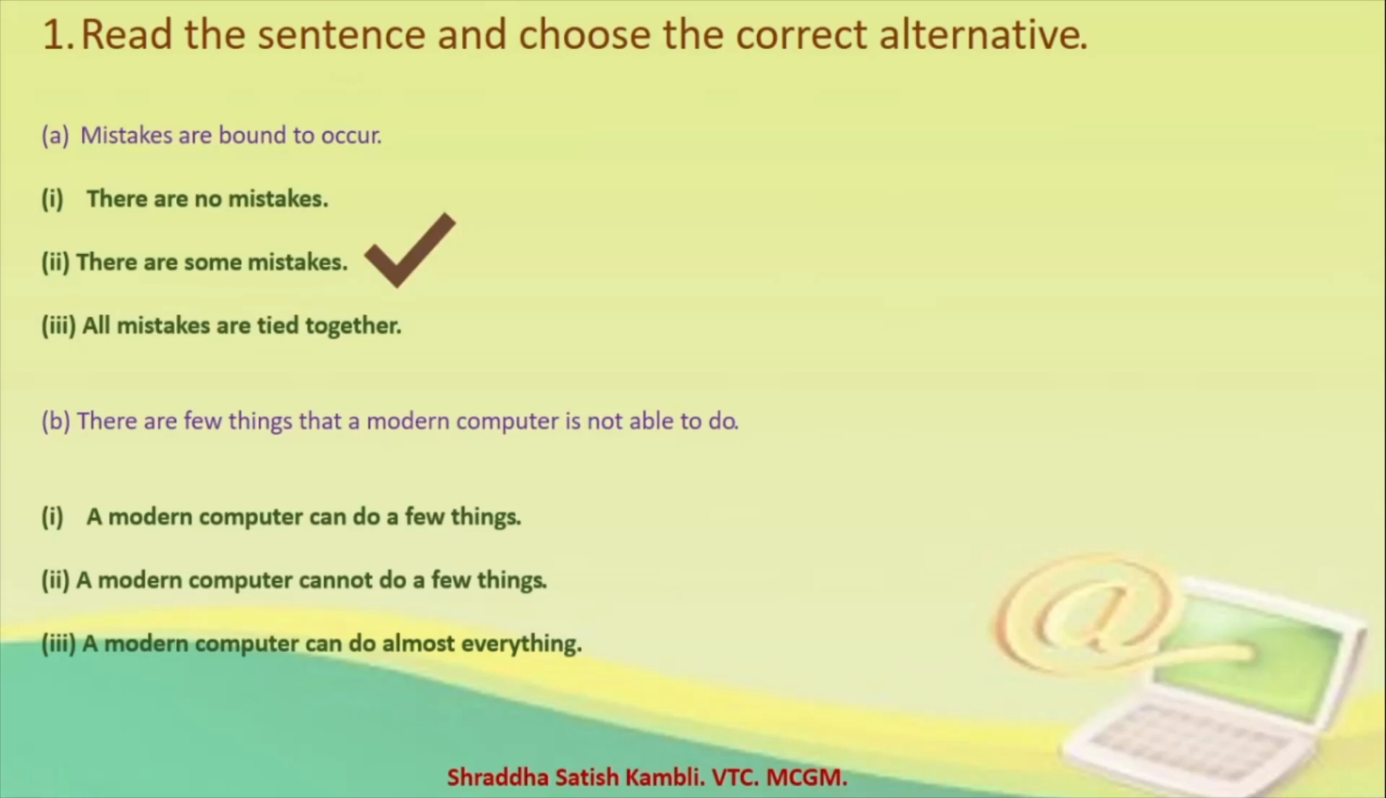Look at the first option. A modern computer can do a few things means it cannot do so many things. It can do only some things. It cannot do few things means here that it can do a lot of things, but it cannot do some things. And a modern computer can do almost everything means out of 100, 99 things a modern computer can do. So, which statement seems correct to you according to the passage? Yes, it is statement number 3. A modern computer can do almost everything.